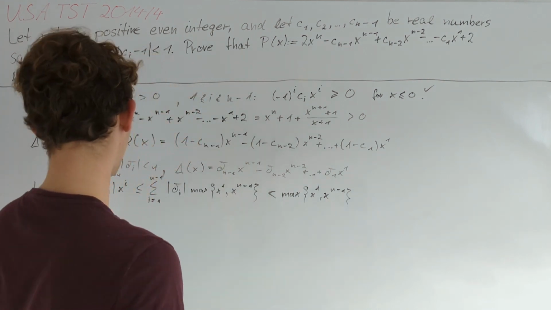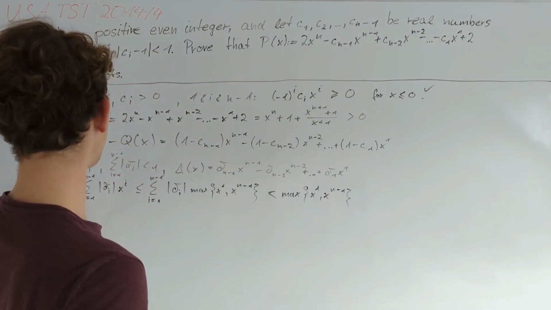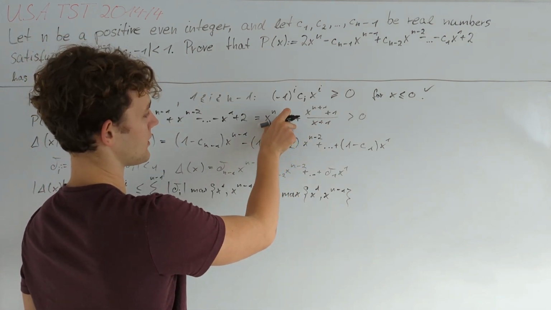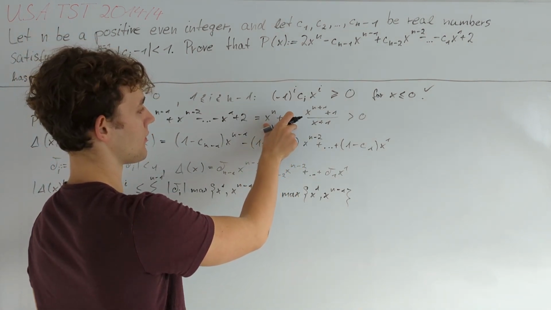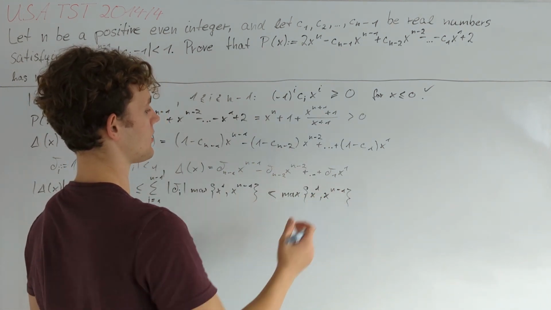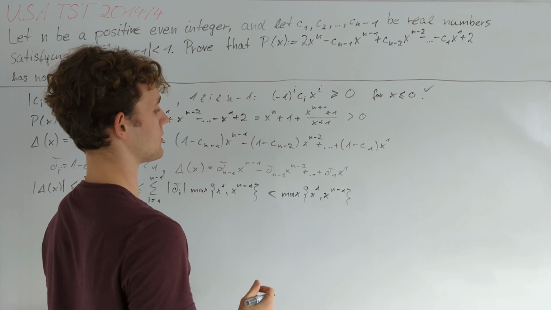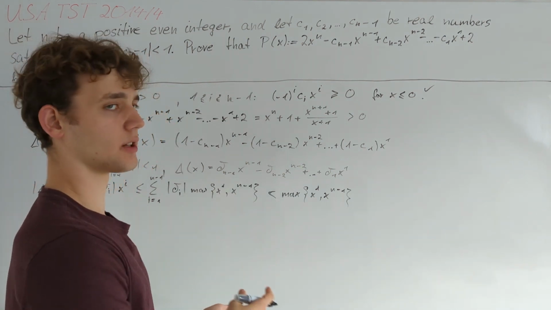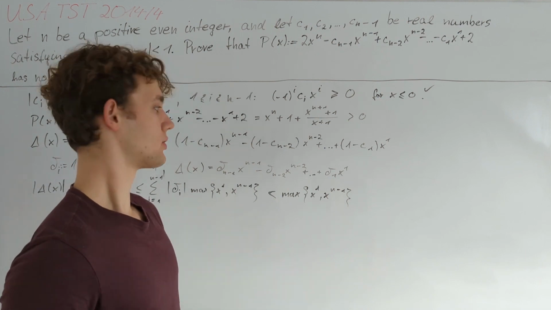Originally, we wanted to compare the absolute value of delta of x with the polynomial q of x. Here we see that we have the sum x to the power of n plus 1. And here we have x to the power of n, 1, and x to the power of n minus 1. I'm going to do one step that you might try when solving this on paper, and maybe it is going to work, but maybe not.